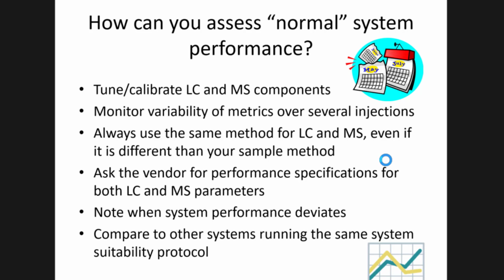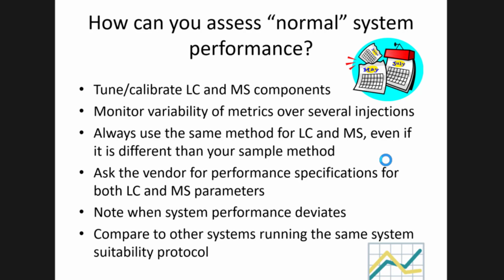Ask the vendor for performance specifications for both LC and MS parameters. A lot of the vendors are now beginning to come up with methods and standards, where you just get an app note or something very similar and just plug it in and do it. They know what performance to expect. You can make sure that that's what you're seeing, and if not, you can go back and ask, did I do something wrong with the method, or do I not have the column connected right, or evaluate what might be causing the changes.